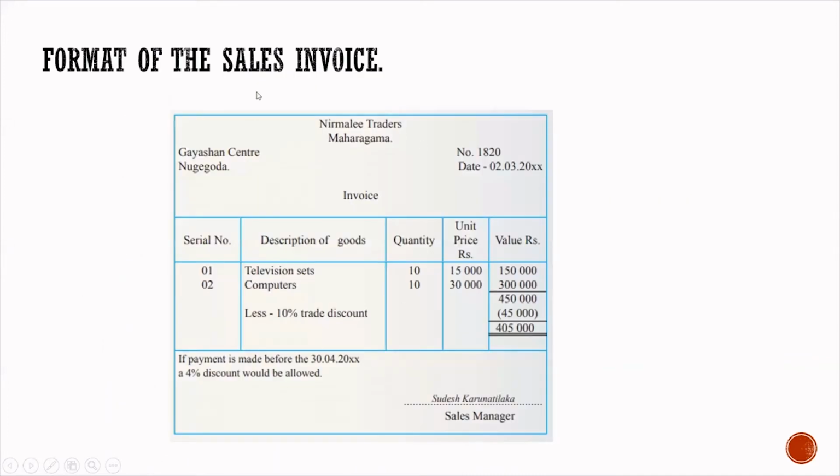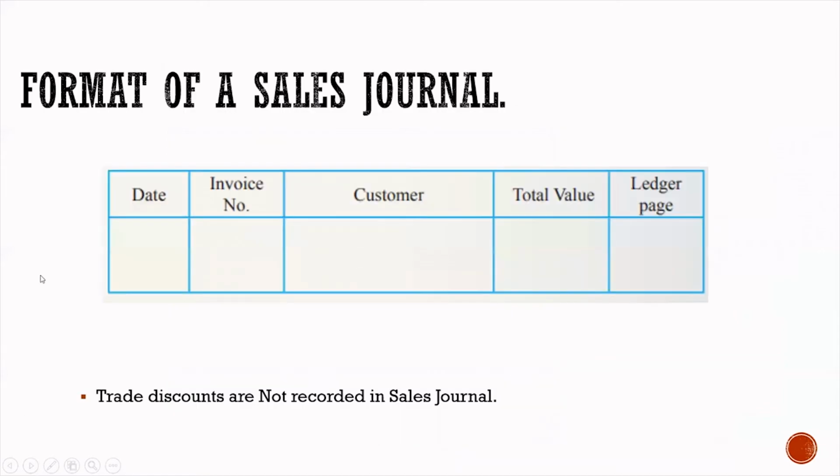This is the format of a sales invoice, right? So we will write what we have sold and the value. And finally, here also we might have trade discounts. You have to remember, as I said before, trade discounts will not be taken into accounts. Only the amount after trade discounts are deducted will be going to the sales journal and the final accounts. So what is the format? We have the date, the invoice numbers. Previously in the purchase journal, we had suppliers, but now we have customers here, and the total value and the ledger page.